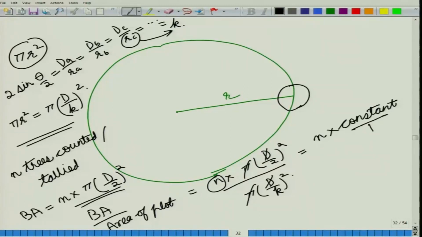Now, that constant is what we define as the basal area factor. So, what do we get here? If we have fixed this basal area factor, and basal area factor is fixed by this critical angle. So, once we have derived a basal area factor, if we multiply it with the number of trees that are tallied, we will get the total basal area of the stand per hectare.